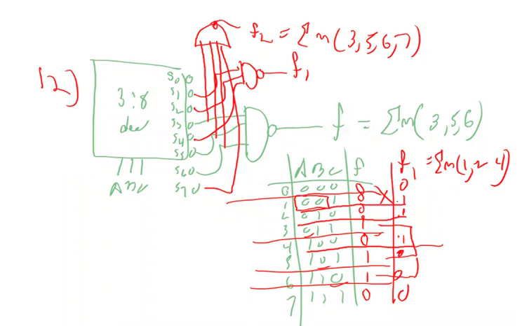Given the canonical sum of products for F2, find the canonical product of sums in shorthand notation. So now we can say, well, that it must be also equal to capital Pi, capital M, and what goes inside the indices? Wouldn't it only be 0, 1, 2, and 4? That's exactly right.